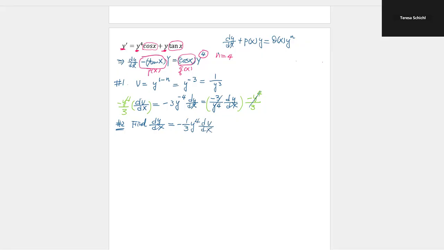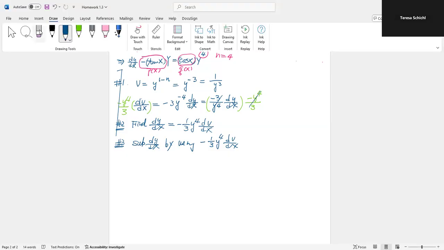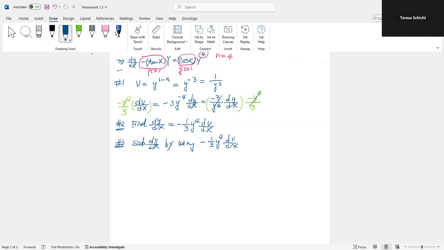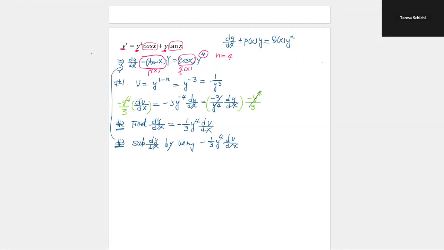Afterward, step number 3 is to substitute dy/dx using negative 1/3 y to the 4th times dv/dx. Substitute to where? Substitute to where I have dy/dx here in the equation. All right, so now let's do that.